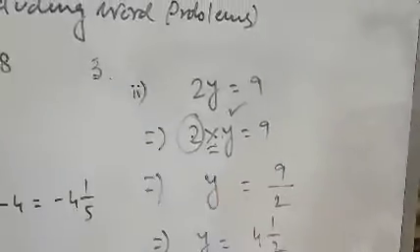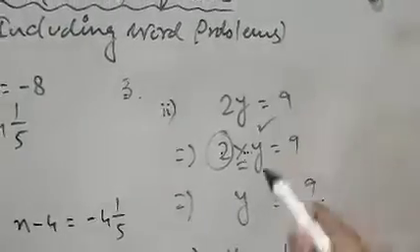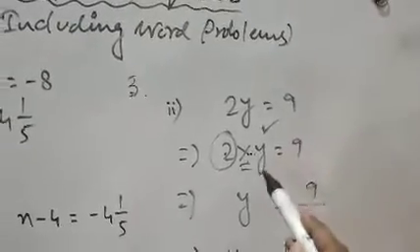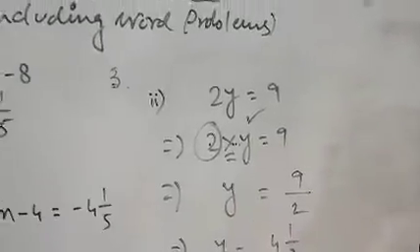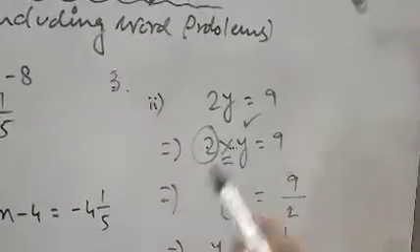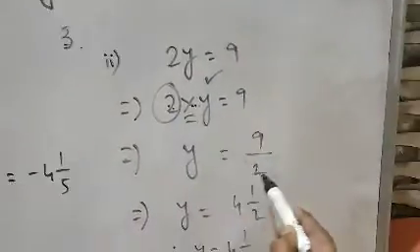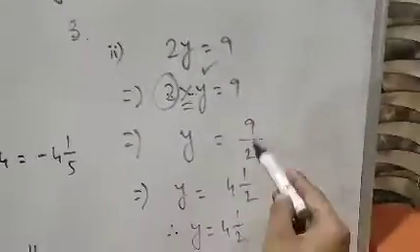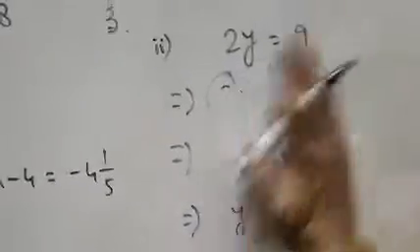Here 2 is multiplied. Sign is multiplication, and the reciprocal or reverse sign of multiplication is division. So when you transfer this 2 to right hand side, the sign will automatically get reversed. That means the multiplication sign will be division sign, and division means 2 will be in the denominator. Now converting into mixed fraction, your answer is 4 upon 1 by 2. Next.